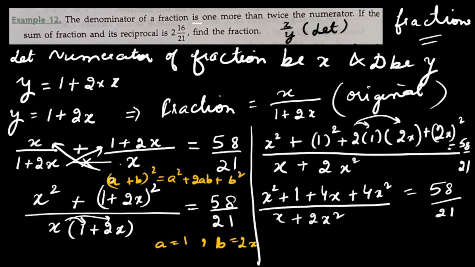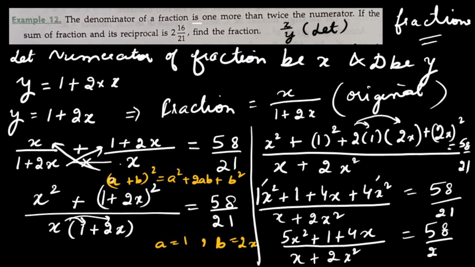Here if you see any like terms, we can add. So any like term, first we can see x square and 4x square. These two are like terms. So x square means 1x square. So here 1x square plus 4x square will become 5x square, plus 1 plus 4x, by x plus 2x square. This is equal to 58 by 21.